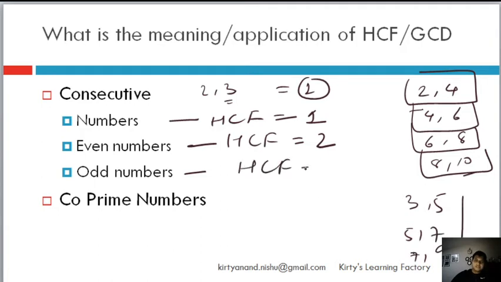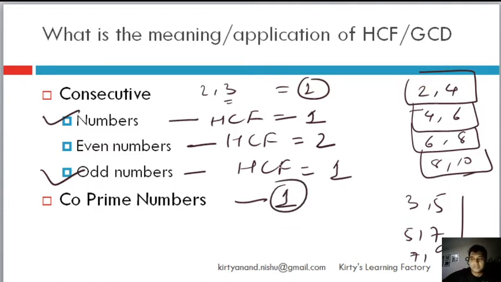So as you can see, it's basically co-prime numbers. So what you will get? You will basically get HCF as 1. Co-prime numbers, we have said this and this, it comes under co-prime. So for co-prime numbers, the HCF is 1. In fact, the definition of co-prime numbers is that if the HCF is 1, then the numbers are co-prime. If the highest common factor is 1, then the numbers are co-prime.